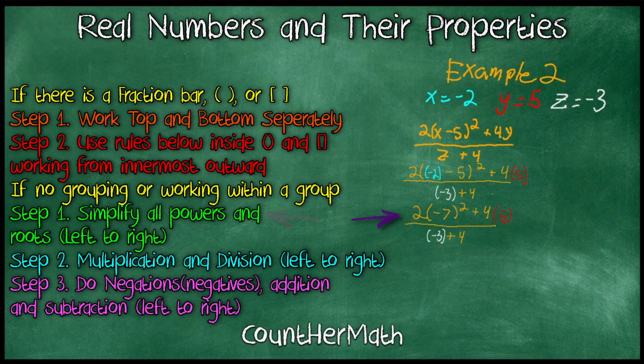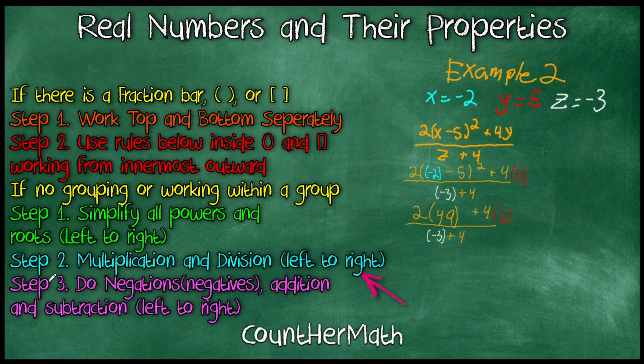Now we're going to look towards our next step, which is to simplify all powers and roots. We have one power in here, -7 all squared. Take note that the negative sign is within the parentheses, which means I'm multiplying -7 times -7. A negative times a negative is a positive, and 7 times 7 is 49, so -7 squared is +49. I'm going to fix that right in this line and save us a little bit of space. Alright, we've made it to 4 times 49 plus 4 times 5 all over -3 plus 4. And we are now on the step where we need to do multiplication and division from left to right.